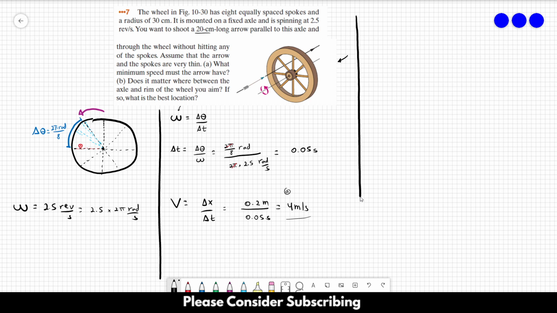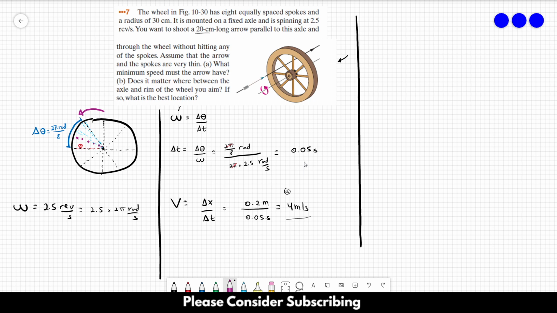For letter B, does it matter where between the axle and the ring of the wheel you aim? If so, what is the best location? Okay, so the thing here is that it's asking if it's better to shoot at this position or this position or this position. So this doesn't matter, because what matters is the angular displacement of the spokes. So it doesn't matter the radius of where you shoot, let's say the distance from the rotation axis, it doesn't matter. So letter B, it doesn't matter.